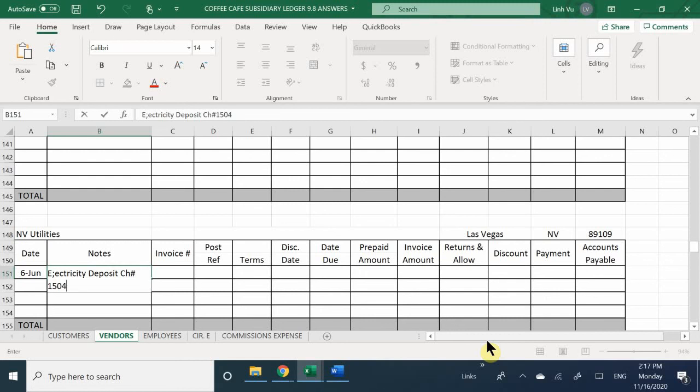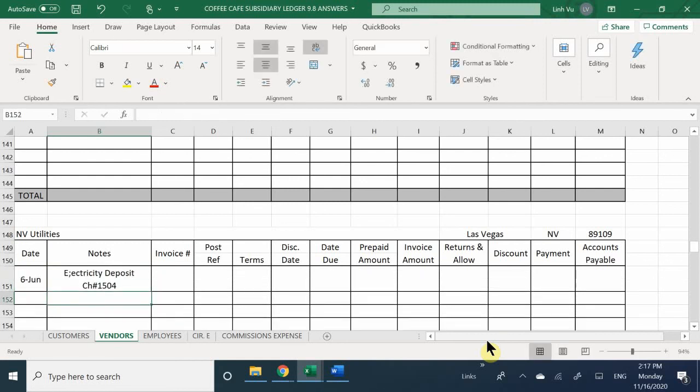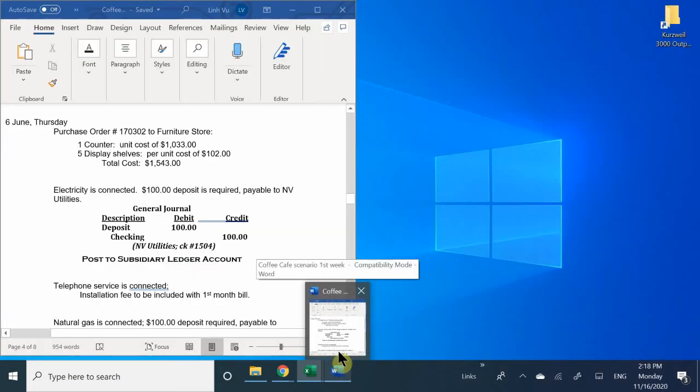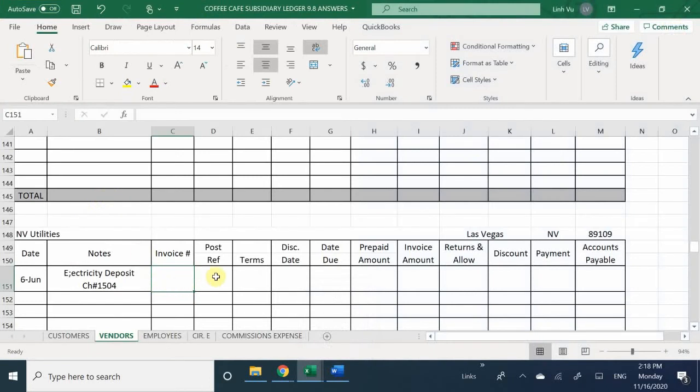Check number 1504. And then invoice number, again, I don't have one, because usually when it comes to making payments for electricity and stuff, they don't give you a number. It's just the bill, exactly. All right. Post reference, general journal number 2.